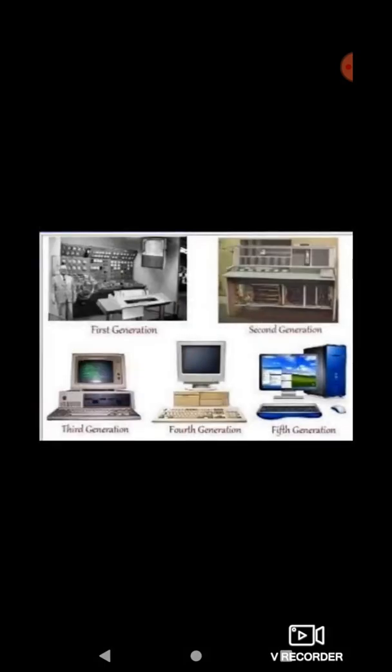To quickly summarize this in a pictorial format, students. This is how the first generation looked like. Big rooms, and the size reduced in the second generation. Again, smaller size in third. Even smaller in fourth and the fifth generation, the advanced computers. So as and when the time passed, we evolved in the world of technology and computers.